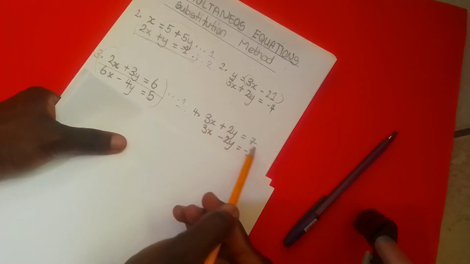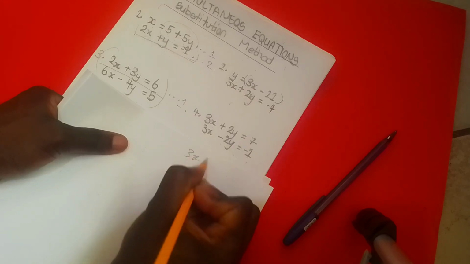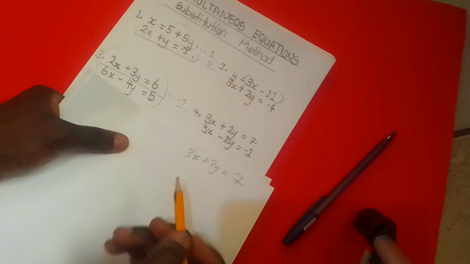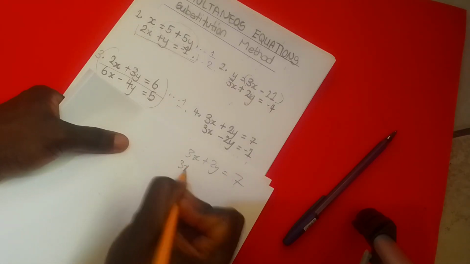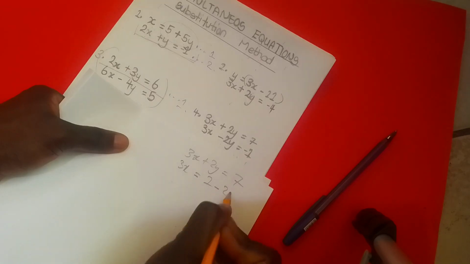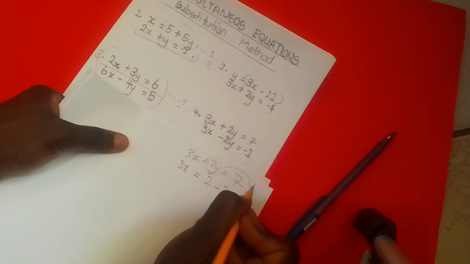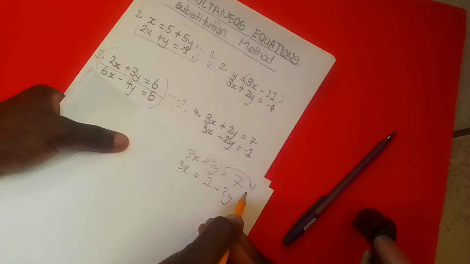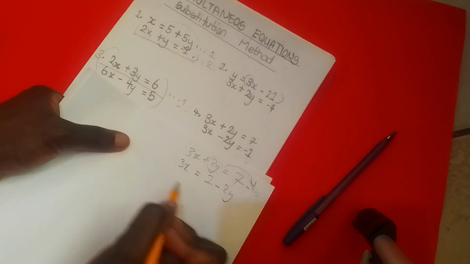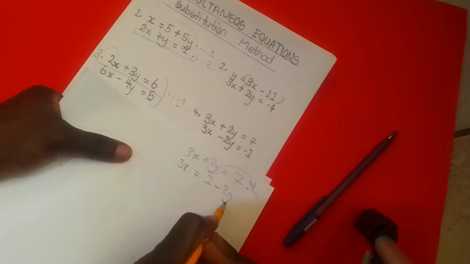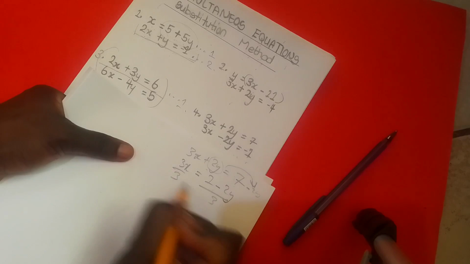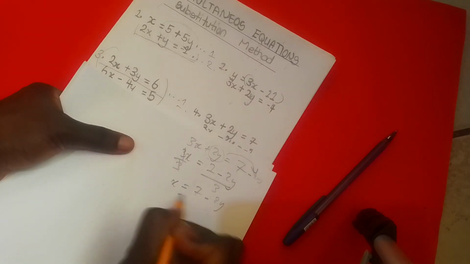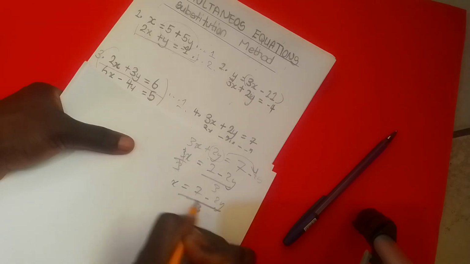Let's make x the subject of the formula in the first equation. The first equation is 3x plus 2y equal to 7. We want to make x the subject of the formula, so 3x is equal to 7 minus 2y. The positive 2y, if it flies across the equal sign, turns into a negative 2y. So divide by 3. x is equal to 7 minus 2y over 3. That's x.